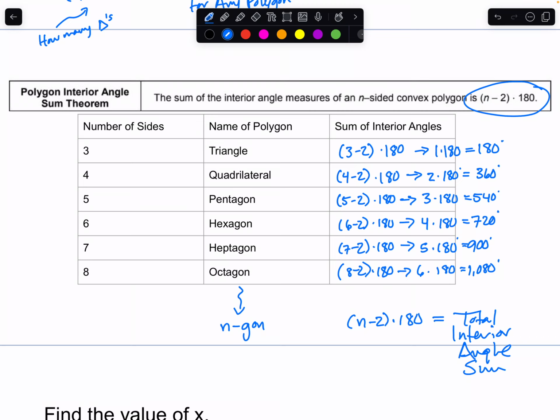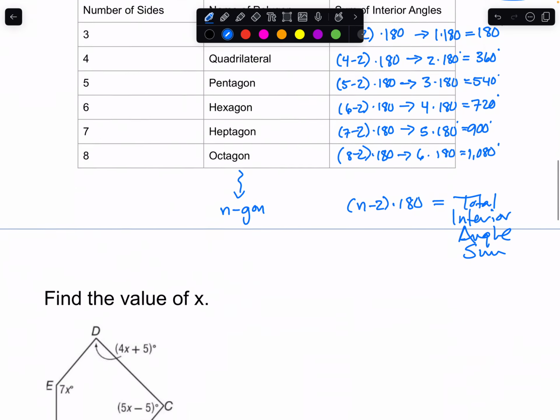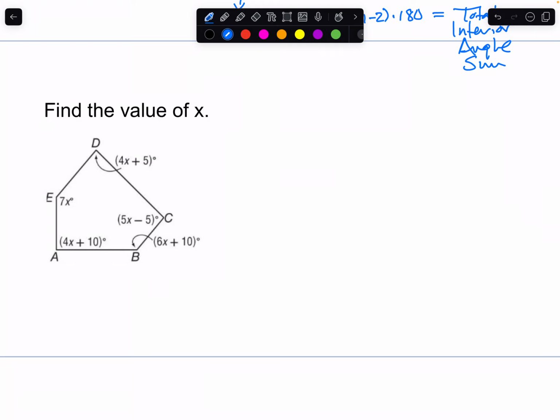So why is this useful? Well, if I know the number of sides, I can predict the total degrees that they're going to add up to. So let's try some examples. To find the value of x, I first need to figure out what all of these angles need to add up to. This is a polygon that has 1, 2, 3, 4, 5 sides. I'm going to have 5 sides in this shape. This is a pentagon. So I take my general formula, n minus 2 times 180. This will give me the total interior angle sum.